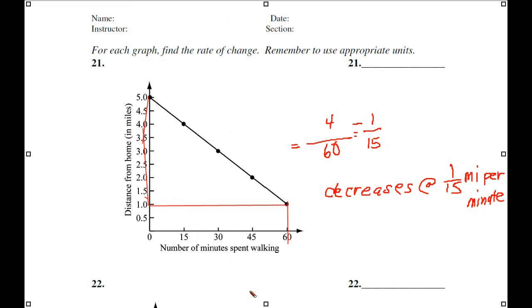Okay, for number 21, it says for each graph, find the rate of change. Remember to use appropriate units. So what I've done is I've made a little red triangle over here. So our run is 60. Now note our rise is from 1 to 5. So there's only 4 units of rise. And that, remember, is negative since it starts high and goes down. So that's a -1/15, which we could say then it's a decrease at 1/15 miles per minute would be the answer here. So as you spend time per minute, you decrease the distance 1/15 of a mile per minute.